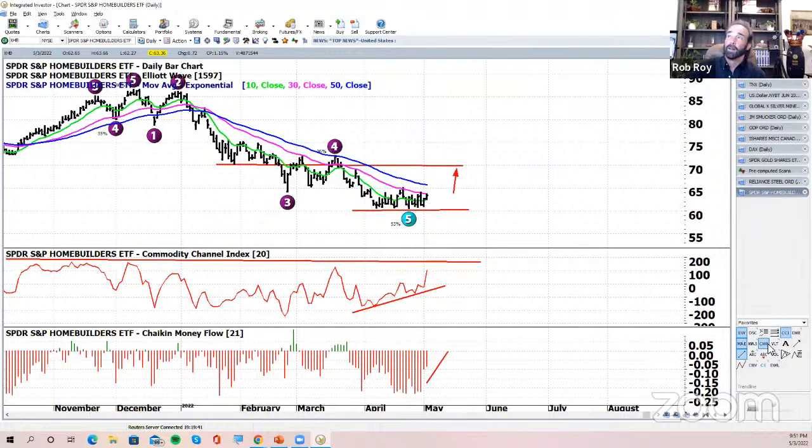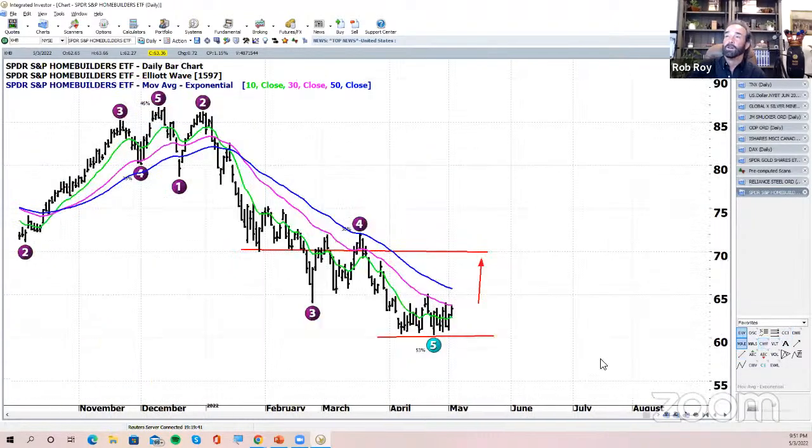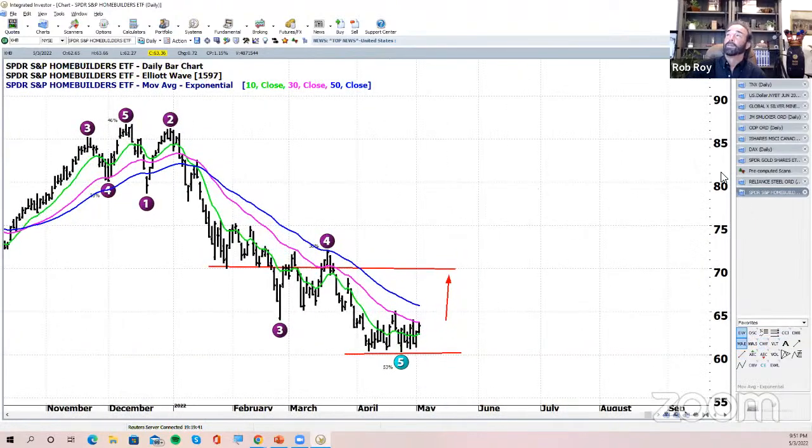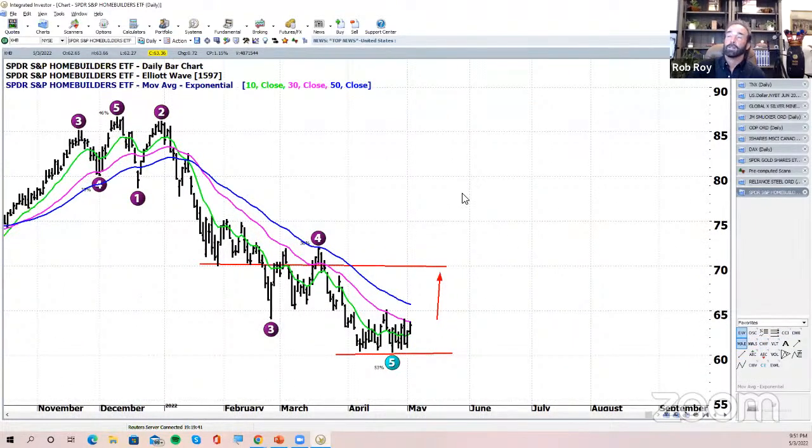So yeah, Ray, as difficult as it might be to believe with rates going up, it does look like that wants to go satisfy that previous 4.